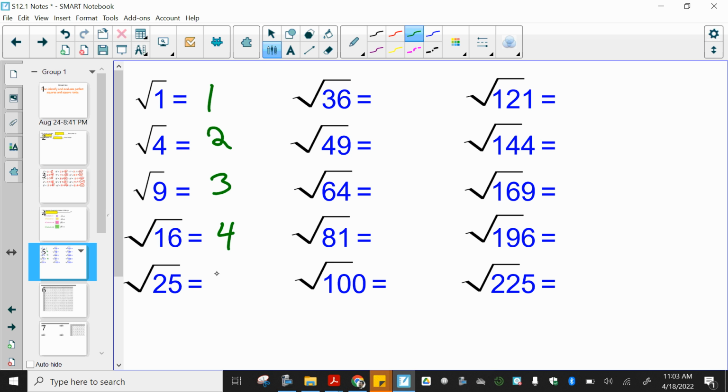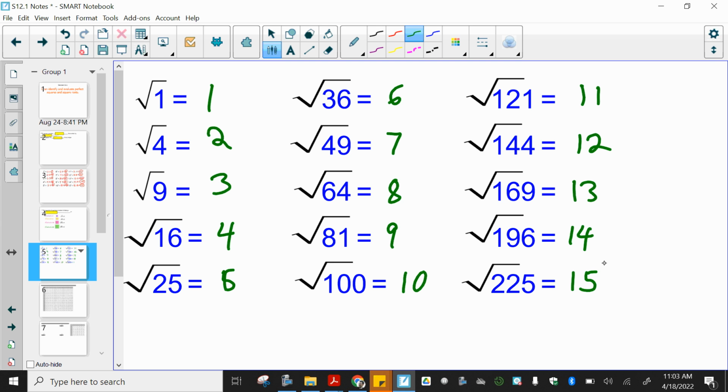Look for the square root sign, this radical. The square root of 25 is 5. Square root of 36 is 6. Notice we're just going backwards from what we did before. 49 is 7. The square root of 64 is 8. Square root of 81 is 9. Square root of 100 is 10. Square root of 121 is 11. Square root of 144 is 12. Square root of 169 is 13. Square root of 196, 14. Square root of 225, 15. Right? You're just going to type it in. We're just finding that number. What number is repeated in multiplication to make these numbers?